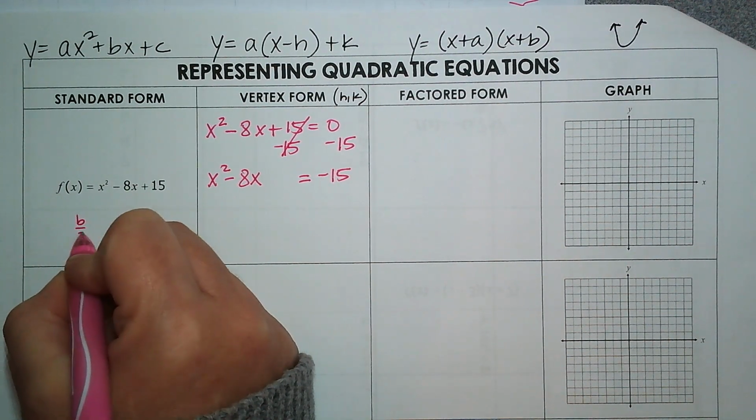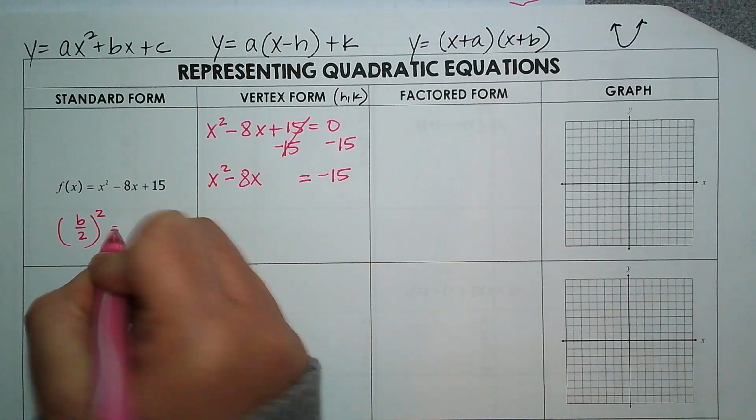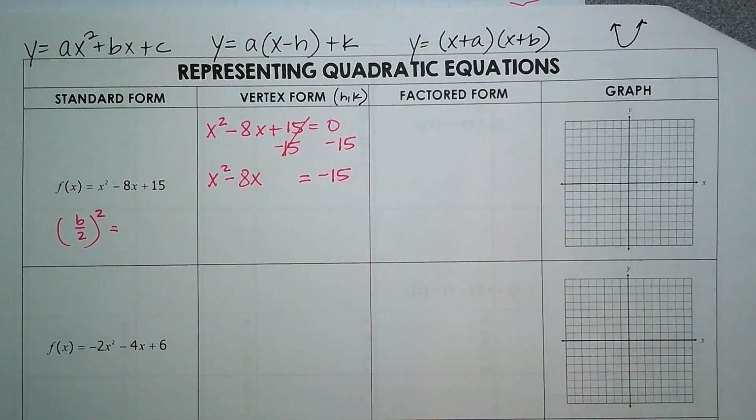What is b over 2 squared? Not to be confused with negative b over 2a. Negative b over 2a is the x value of the vertex, or the axis of symmetry. But for completing the square, we need to add b over 2 squared to both sides, which will give us a perfect square trinomial.